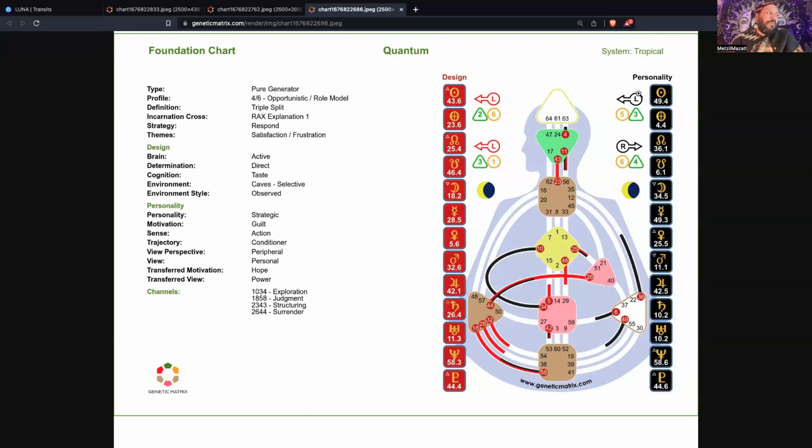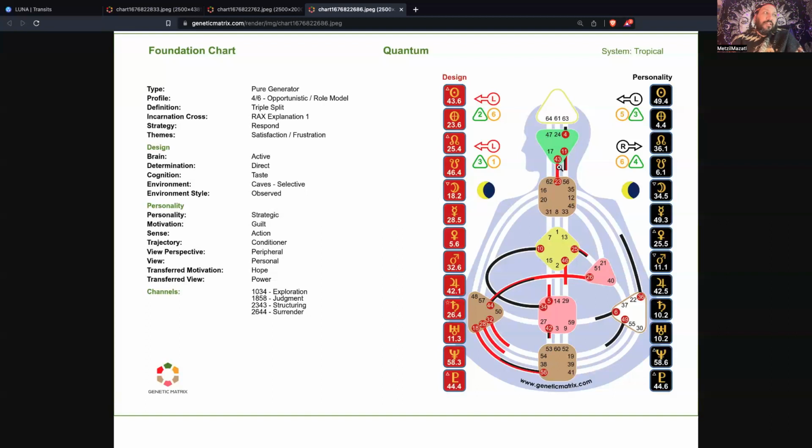Let's see. I think we're going to stop here. I know there's a lot of other stuff on here. We'll just go over really quick, simple energetics. So anything that's white on this chart is open or undefined, meaning that it's potentially going to interact with other people's auras or astrological transits. This is where you feel the universe.